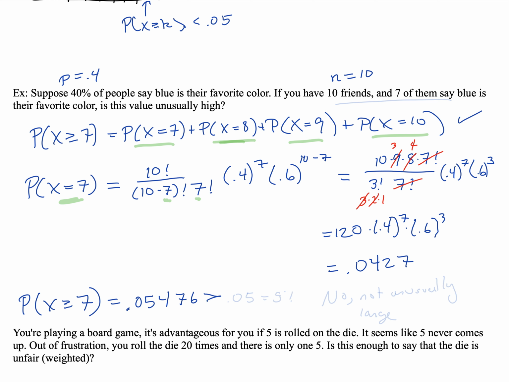So that is the probability that x is greater than or equal to 7 if we calculate this out. And this is greater than 0.05 or 5%. And so we say that no, this is not unusually large by the definition that we're using in this class. If 7 of your friends say that blue is their favorite color, if this was a randomly selected group of individuals, the probability of that occurring is just over 5%. In general, you might say that's a small value, but according to the standard we are using, we are not going to say that that's an unusually large value.